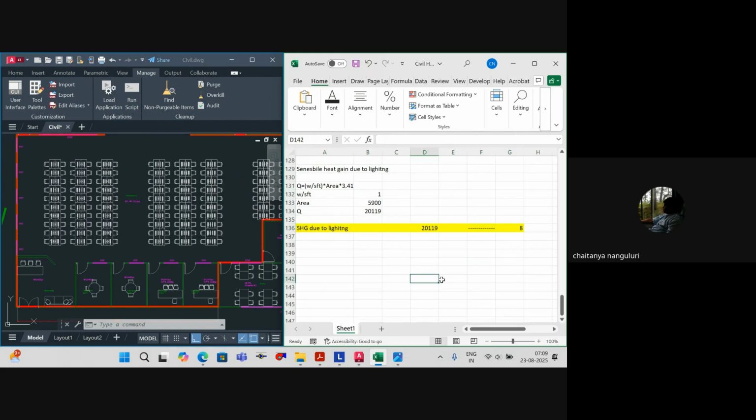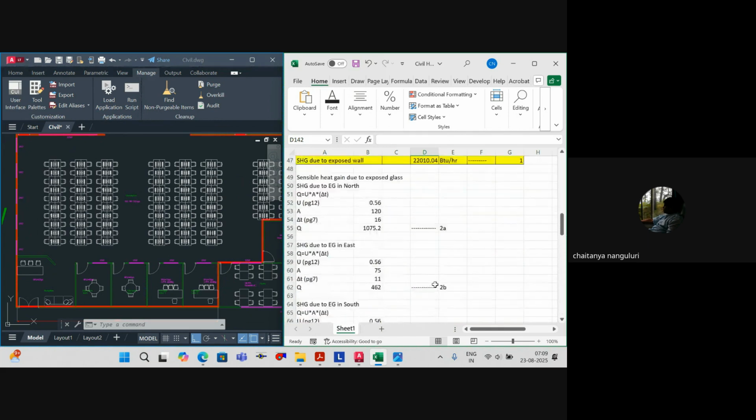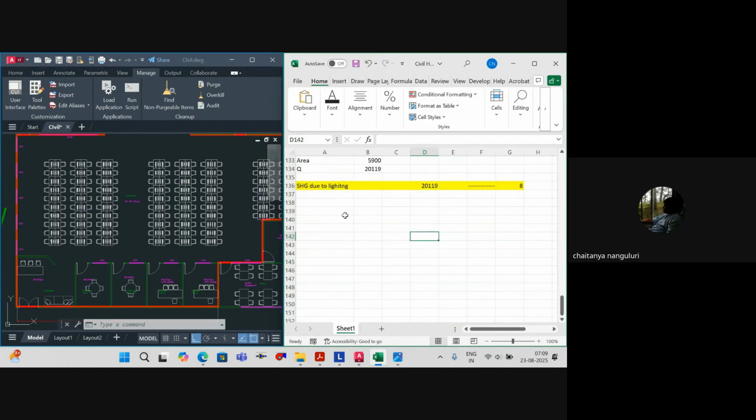So this sensible heat gain due to lighting, we get it. Once after this, then we'll be working on the next element, which is sensible heat gain due to people. You agree? Amount of people. But before calculating sensible heat gain due to people, don't you think we are supposed to calculate the volume of fresh air or not?